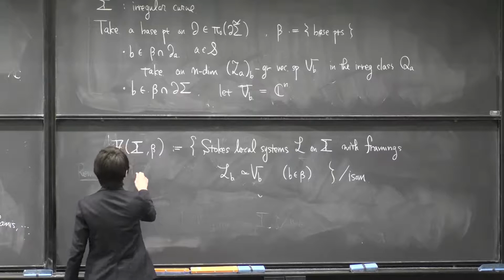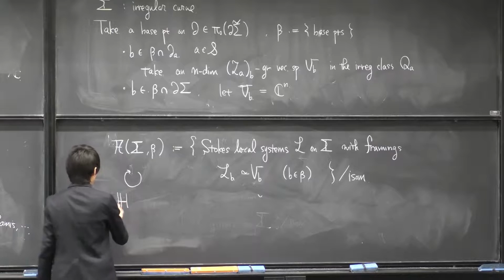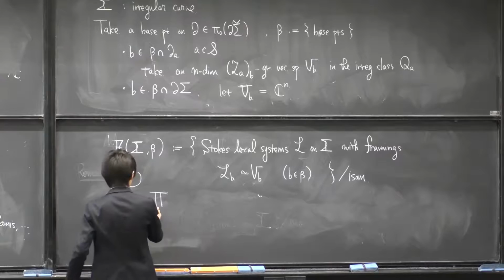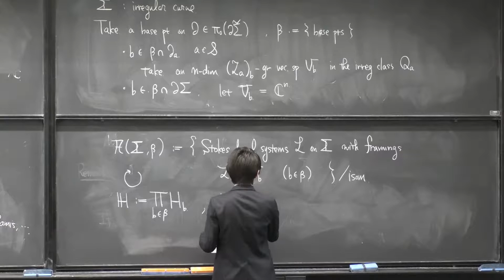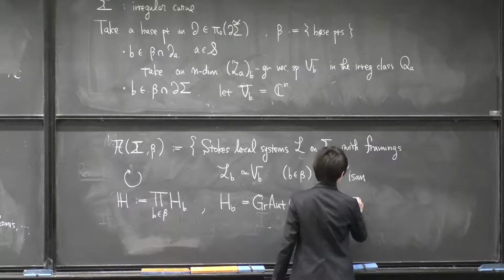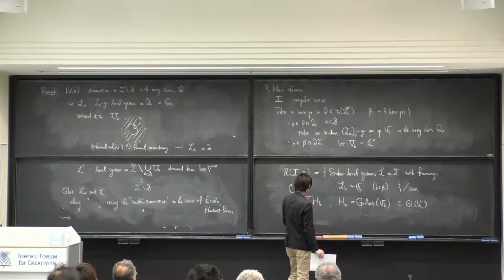So we have on this set of framed Stokes local systems a natural action of a complex reductive group, which I denote by bold H. This is the product of H sub V, and H sub V is defined to be the set of automorphisms preserving the grading of the vector space V_B. So the action is given by just changing the framing.